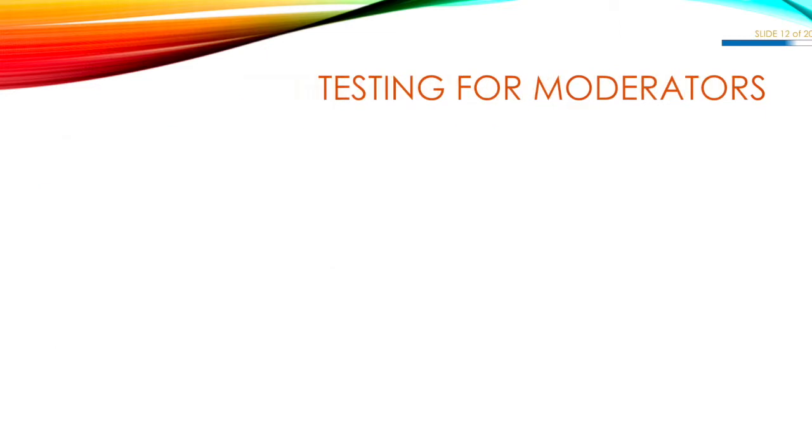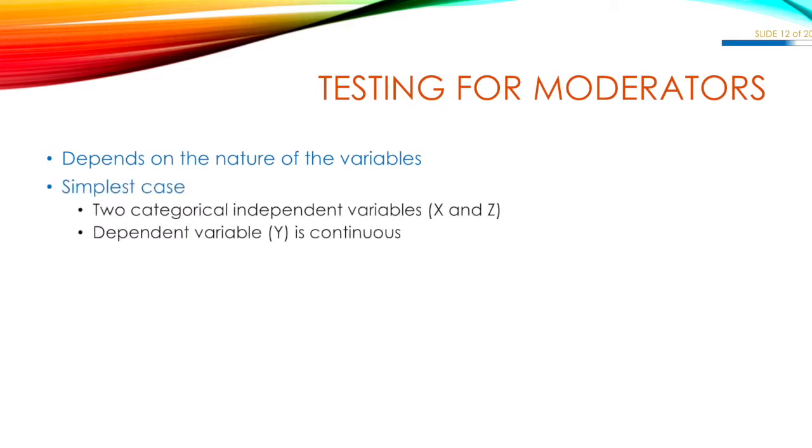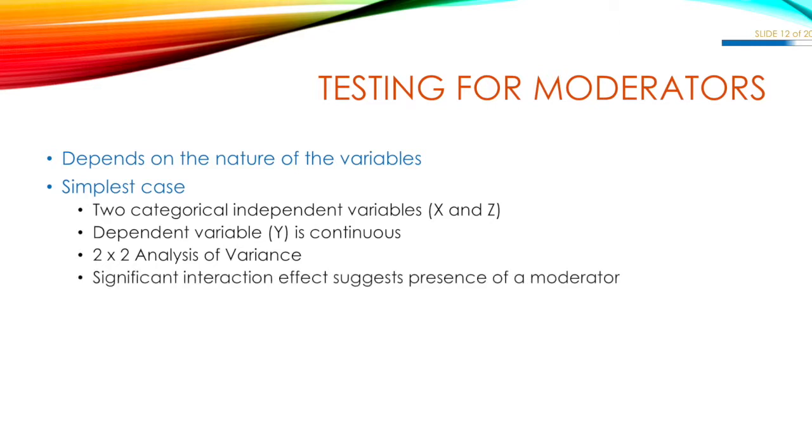Now, that's mediators. How to test for moderating effects of variables depends upon the nature of the variables involved and whether they are categorical or continuous. In the simplest case, the moderating variable and the independent variable are categorical, and the dependent variable is continuous. This is the most efficient analysis. You may recognize it as a 2x2 analysis of variance, or ANOVA. A statistically significant interaction effect would suggest the presence of a moderating variable.